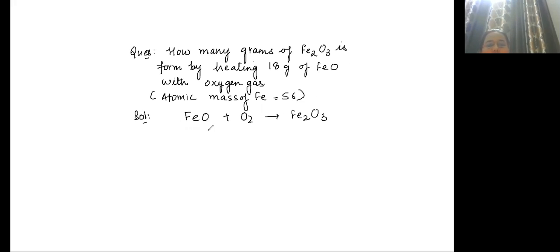2FeO. Then oxygen atom becomes 4 and on this side oxygen atom is 3. Now put 2 on this side. So this is 4FeO, this is 6, 4, 5, 6. Now FeO and Fe2O3. These two you have to equate. FeO is given, you have to find out Fe2O3.